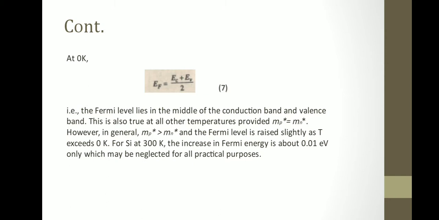However, in general, mp steric is greater than mn steric, and the Fermi level is raised slightly as T exceeds 0 Kelvin. So when the temperature goes above 0 Kelvin, what happens? The Fermi level does not remain exactly in the middle, it moves slightly up towards the conduction band. For silicon at 300 Kelvin, the increase in Fermi energy is about 0.01 electron volt only, which may be neglected for all practical purposes.